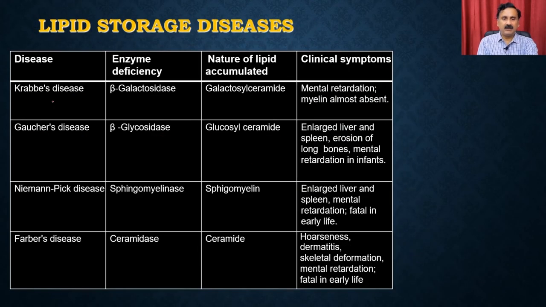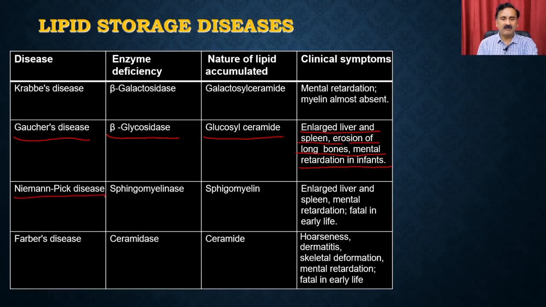Then we have some more, like Gaucher disease, where the enzyme beta galactosidase is absent, and because of that the lipid glucosyl ceramide accumulates, and it is responsible for the enlarged liver and spleen, the erosion of the long bones, and mental retardation in infants.